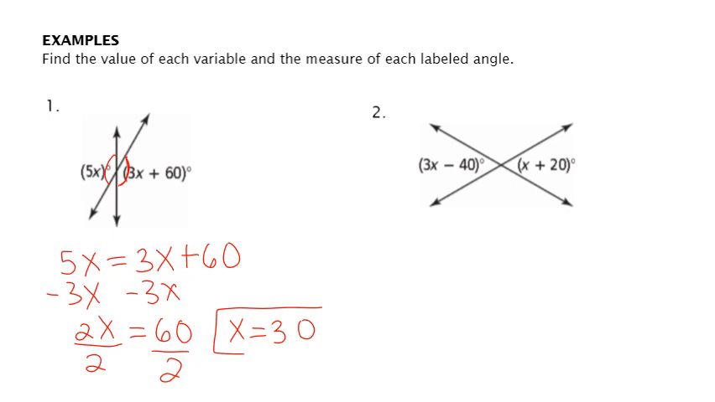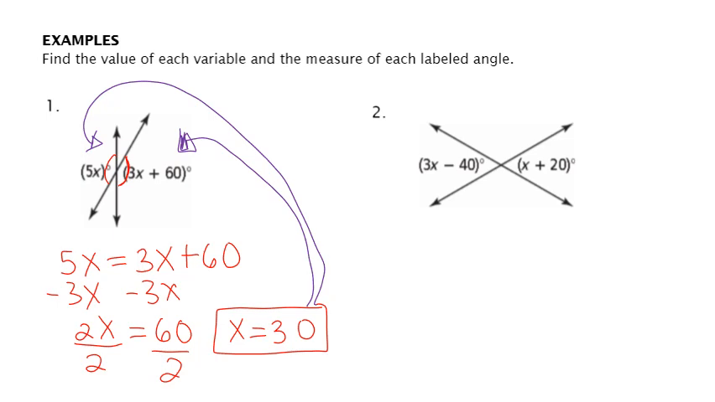Now, if the question was asking for what the measure of the angle is, the angle itself is not 30 degrees. This is just the value of x. So if I wanted to find my value for the angle or the actual measurement, I'd have to substitute it back in. I could substitute it into either expression. The 5x is probably going to be the easier one, but both should give me the same answer. And I would get this to be 150 degrees. So each of these angles is actually 150.